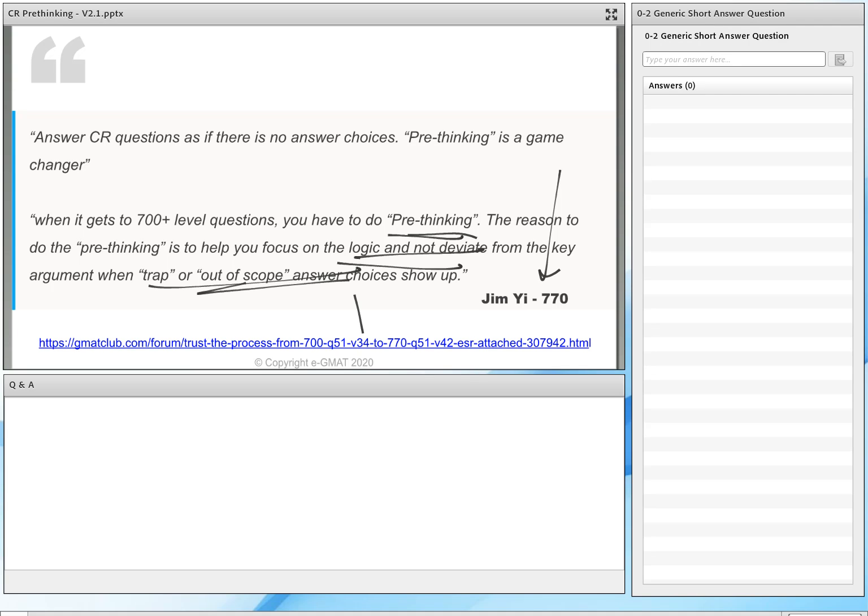This guy went from 35th percentile, so he's got a V34, really good RC, but really bad CR, 37th percentile in CR, to a 97th percentile in 20 days. All he did was he did pre-thinking. That's it. He focused on pre-thinking, 20 days, 97th percentile. That's what allowed him to get to a 770.